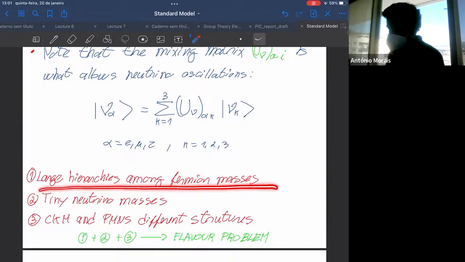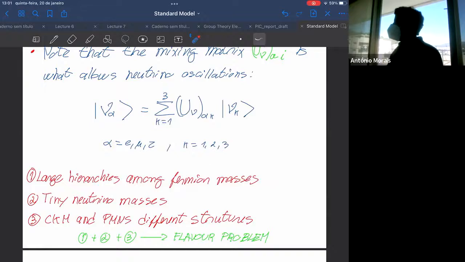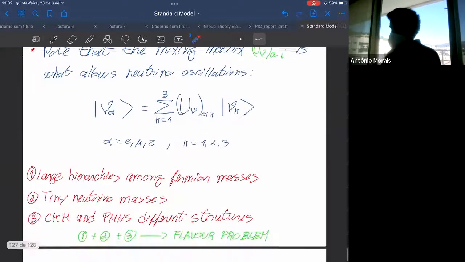We have large hierarchies among fermion masses. Why do we have large hierarchies? We have tiny neutrino masses. Why are neutrinos so tiny? CKM and PMNS have different structures. All this together are the biggest questions of the flavor puzzle, or the flavor problem. And this is the beginning of a big field of research, these observations in flavor physics. That's it for today.